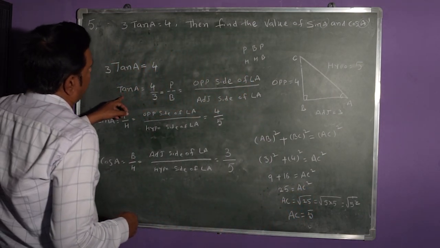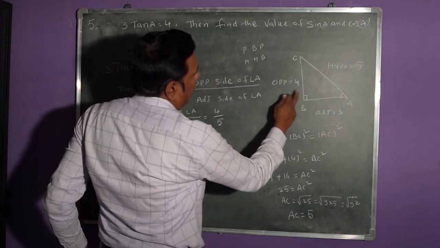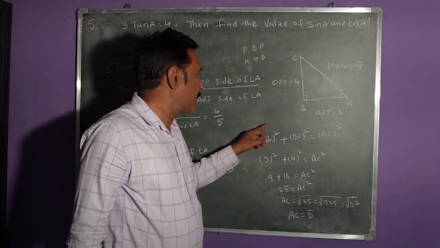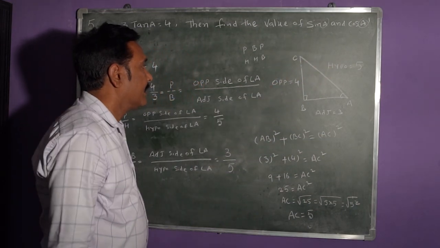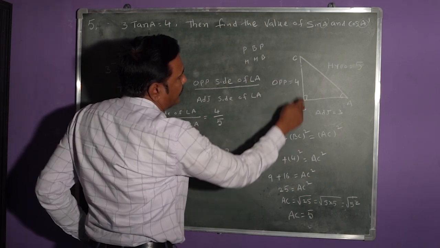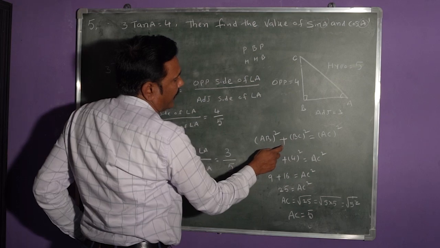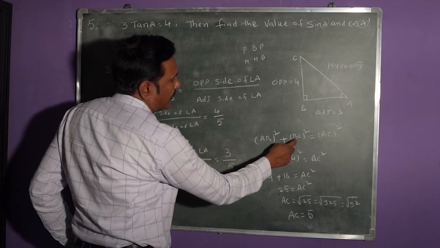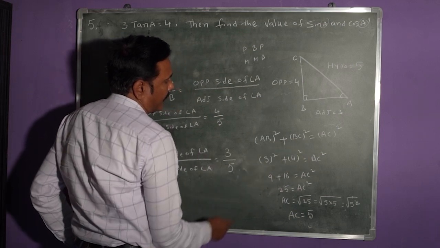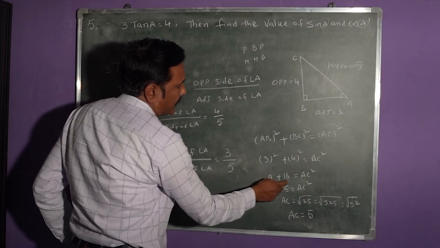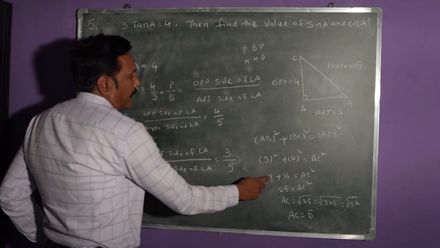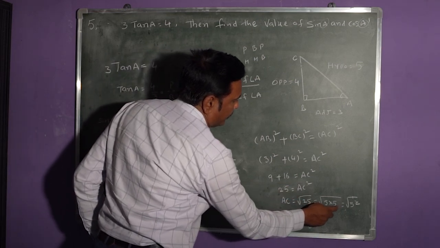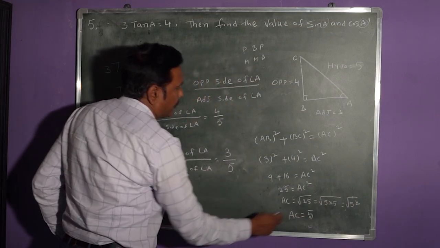నెక్స్ట్ then opposite side is given, adjacent is given. Find the value of hypotenuse, 5. Then by the Pythagoras theorem, the sum of squares of two sides is equal to hypotenuse square. Then one side is AB square plus other side is BC square. That sum is equal to hypotenuse square, meaning AC square. AB is given 3, square, plus BC is given 4, square, is equal to AC square. 3 square means 9 plus 4 square means 16 is equal to AC square. 9 plus 16 is equal to 25 is equal to AC whole square. AC is equal to root of 25, is equal to root of 5 into 5, is equal to root of 5 square. Square root cancels. AC is equal to 5.